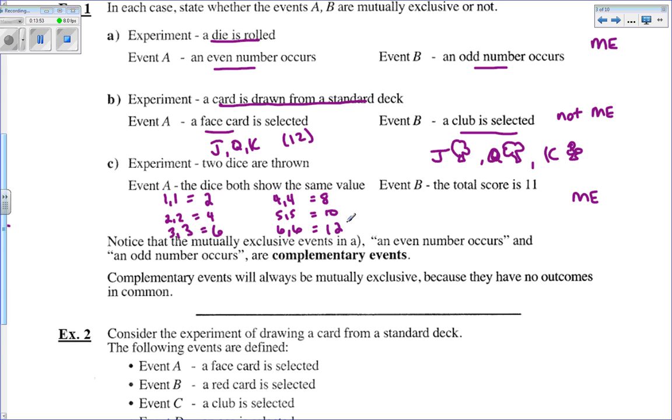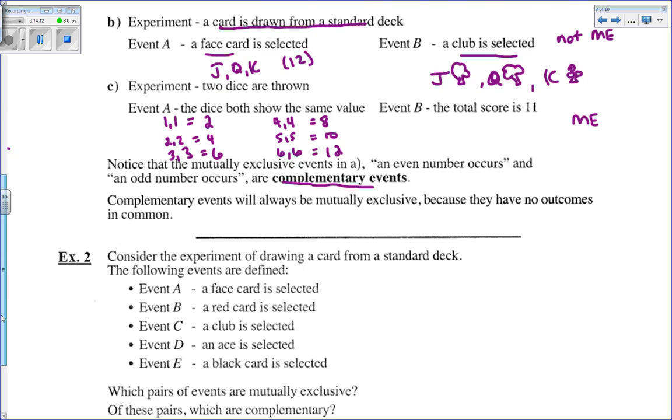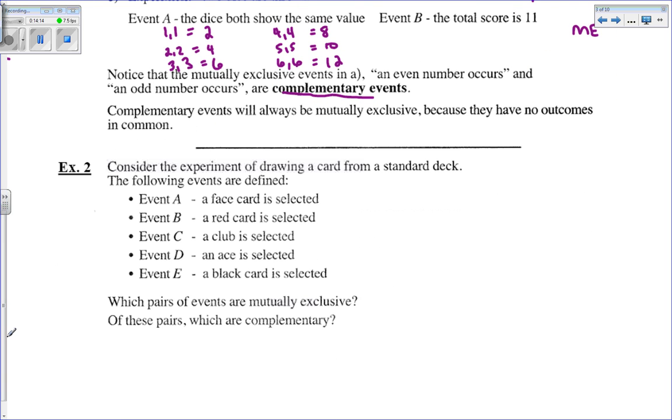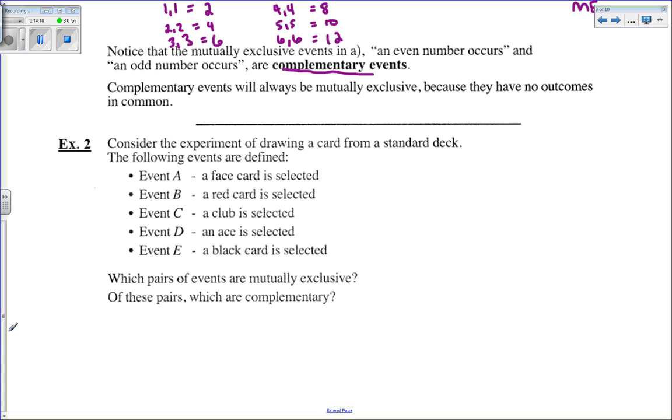Mutually exclusive events in A, an even number and an odd number, they're complementary events. If you have complementary events, they will always be mutually exclusive because they have no events in common, but the opposite isn't true. Mutually exclusive events are not always complementary. So complementary is always mutually exclusive because they can't happen at the same time, but vice versa is a little bit different. So again, we're going to look at identifying mutually exclusive events.